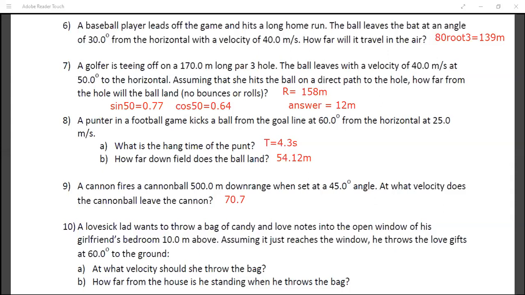That is 4.3. Okay. And sir, just one doubt in the 10th question in part A: at what velocity should he throw the bag? In such questions, do we consider that there is a distance between where he's throwing and the window, right? Yeah, obviously. Okay, thank you. In the second part, they are asking the same thing.